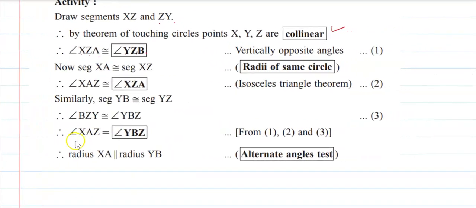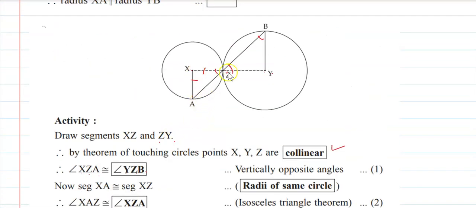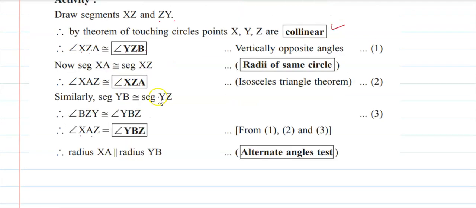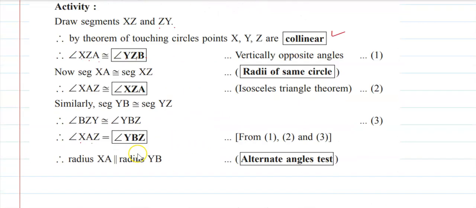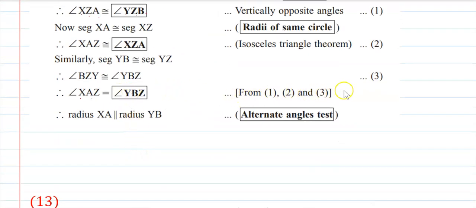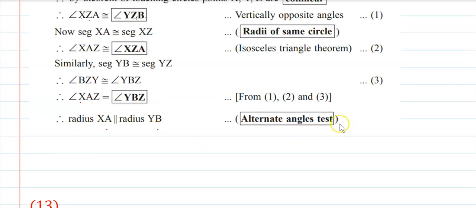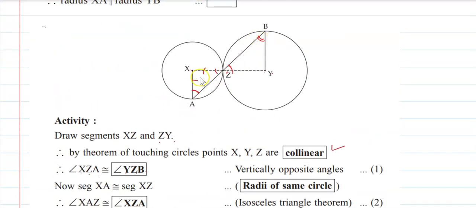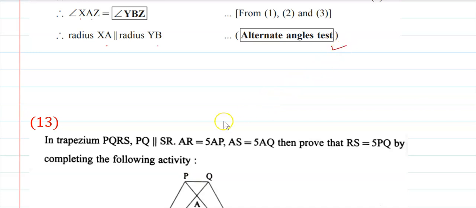And therefore angle XAZ is equal to angle YBZ. And therefore, from 1 to 3, XA is parallel to YB. Which is the test? The alternate angle test. What type of angles are these two? These are the alternate angles for the segments XA and BY. Their transversal is AB. Therefore, XA is parallel to BY by the alternate angle test.